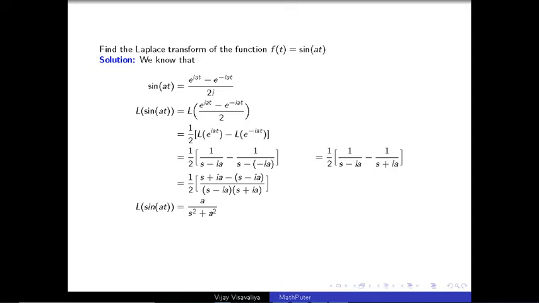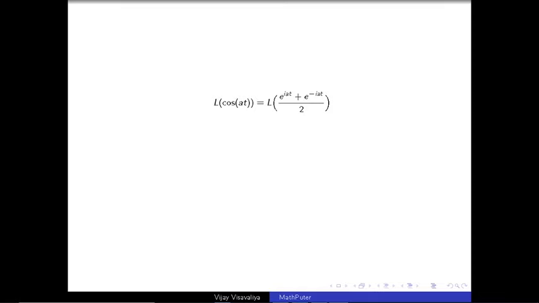Now, can you find the Laplace transformation of cos at? What is the relation between cos function and exponential function? It is cos at is e raised to iat plus e raised to minus iat divided by 2. Keep in mind here it is 2 only. In the denominator we don't have 2i in the formula of cos. So there is no mistake in this formula. Please make sure. So what will be the Laplace transformation of cos at?